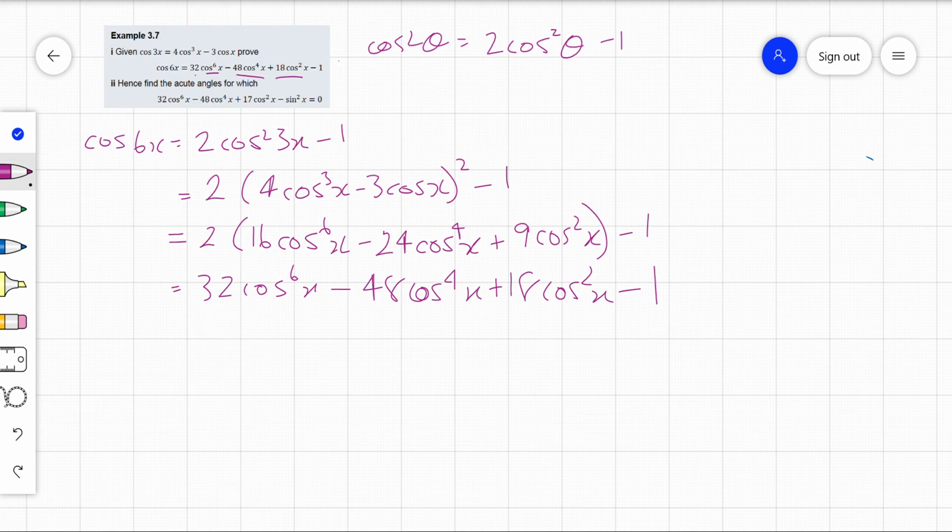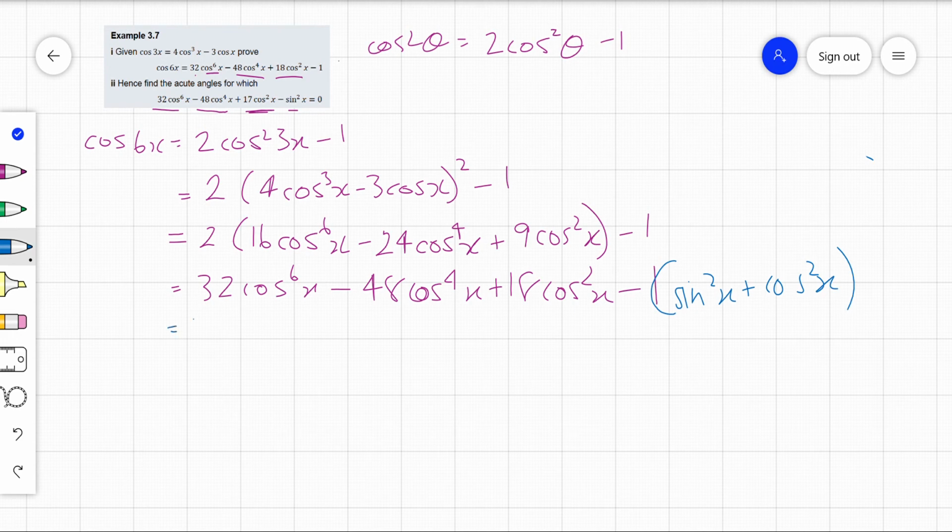Now if you look at the hence, it's got the 32, the minus 48, but it doesn't have the 18, it's got a 17, and it has a sine squared, and it does not have that 1. So how do we get that? Well, don't forget that 1 is the same as sine squared x plus cos squared x. So don't forget that.